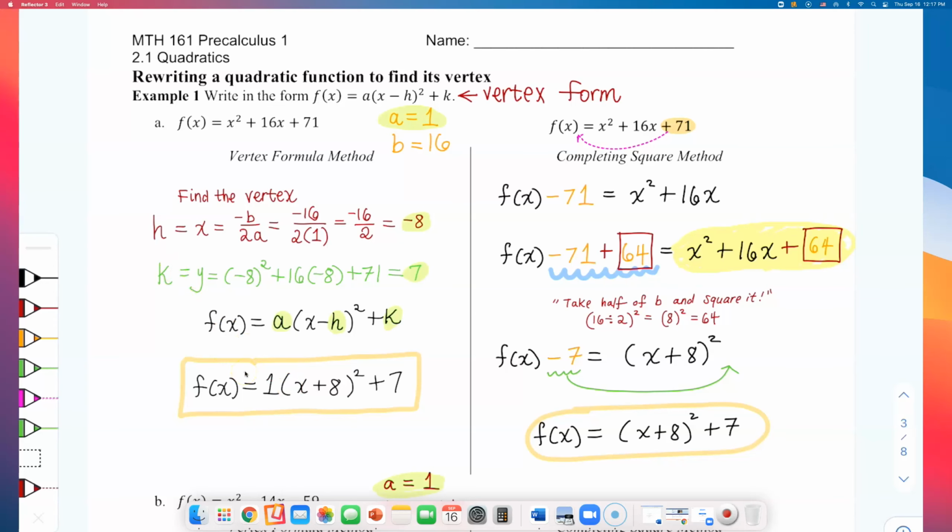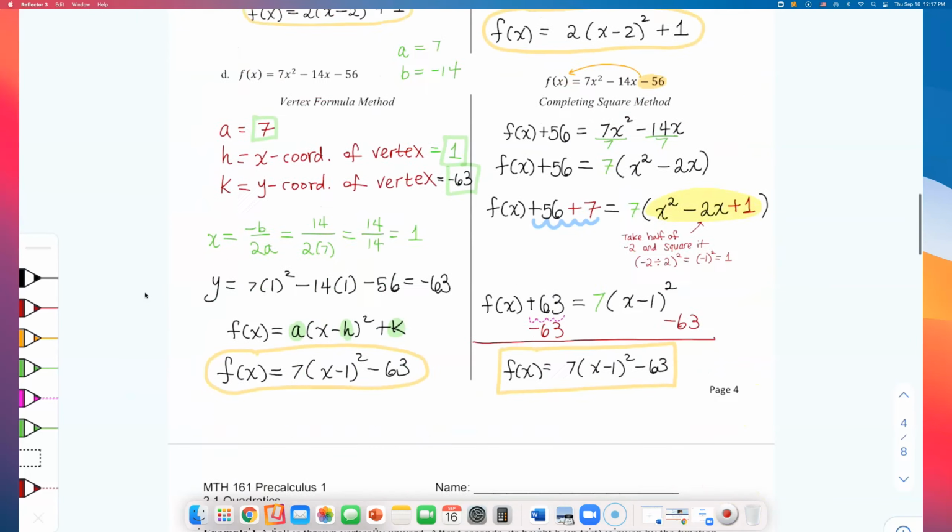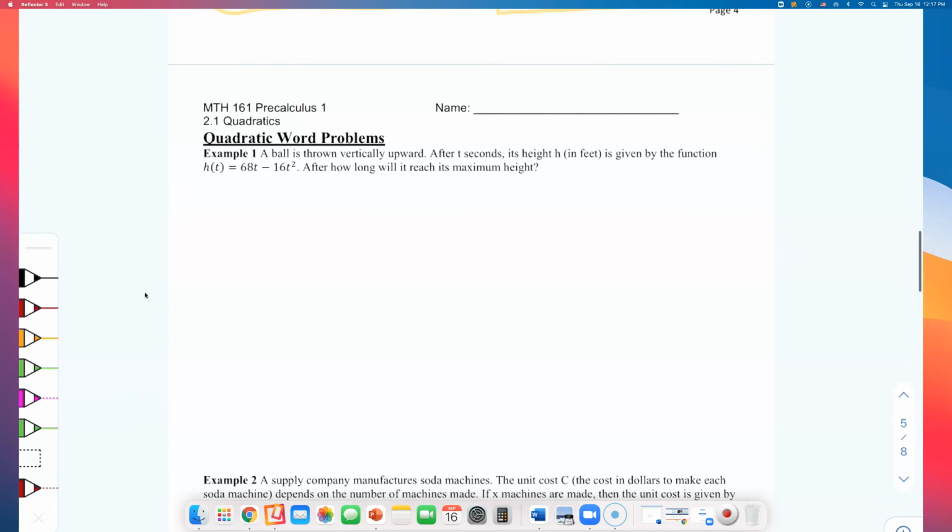Well, I said, why not? You know, it's cool to see two different methods. But that's enough for me. I will come back later to talk about quadratic word problems in another video.